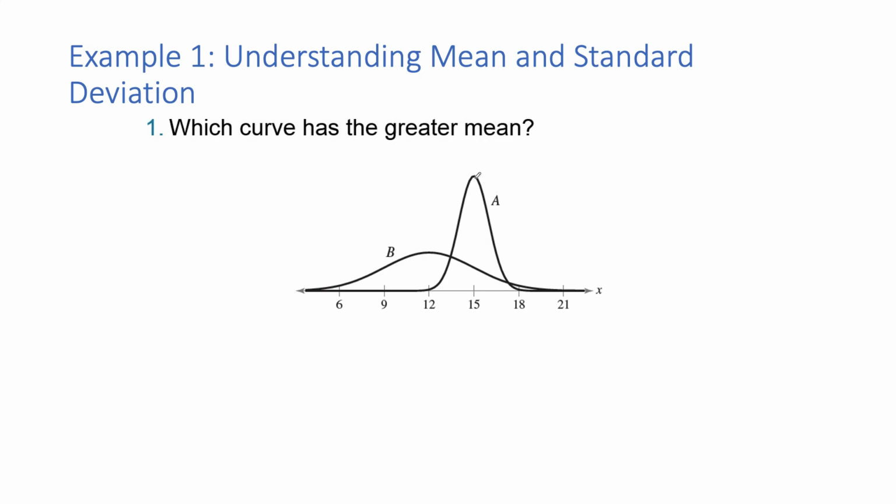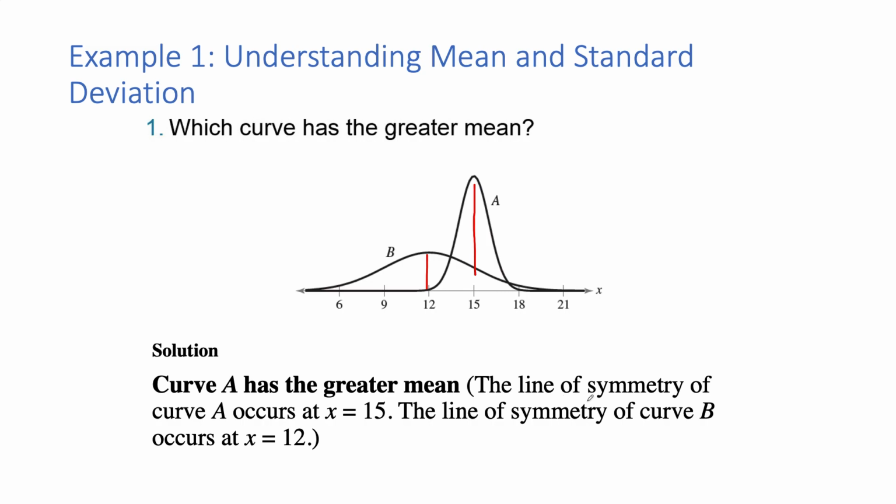So the mean of the distribution is defined by the center. For distribution A, the mean is at 15. For distribution B, the mean is at 12. So curve A has a greater mean. The line of symmetry for curve A occurs at 15. That's what gives me the location of the mean. And the line of symmetry for curve B is located at 12, and that's where the mean is located for distribution B.